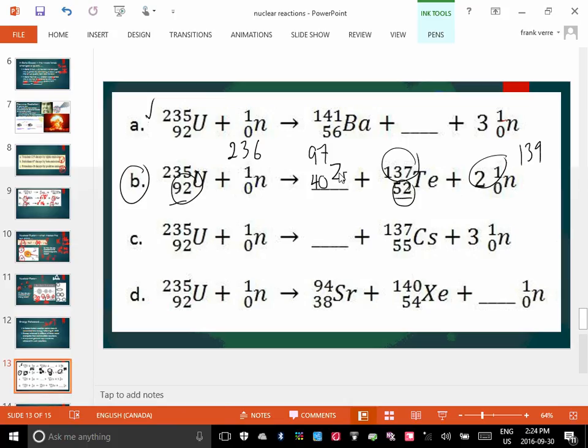Look at the next one. Uranium again. 235 and 1 adds up to 236. By the way, all these examples are with uranium, but it doesn't have to be uranium. On the right, you have 137 and 3 neutrons, which adds up to 140. So we're missing 96, because 96 plus 140 is 236. We have 92 and 55, so we're missing 37. That would be rubidium.